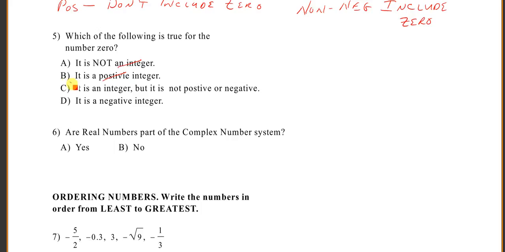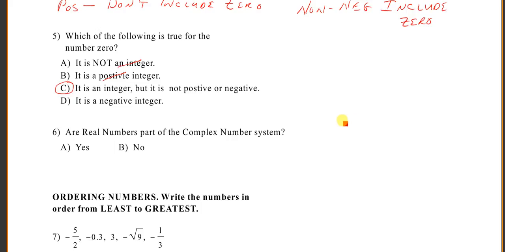It is an integer, that is true, and it is not positive or negative. Well, this is a true statement. It isn't positive or negative. And the last one says it is a negative integer. Well, we already said it's not a negative or positive integer, so that wouldn't work. The answer is 5.